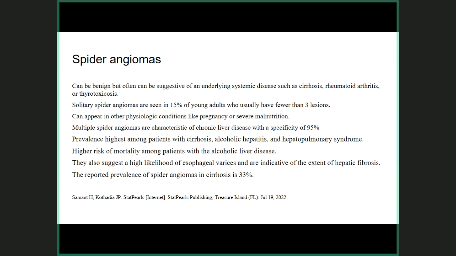It has a specificity of 95%. Prevalence is highest among patients with cirrhosis, alcoholic hepatitis, and hepatopulmonary syndrome, with a higher risk of mortality in patients with alcoholic liver disease. They could also indicate portal hypertension. It indicates the degree of your liver involvement, the hepatic fibrosis, and hence esophageal varices. The reported prevalence of spider angiomas in cirrhosis is about 33%.